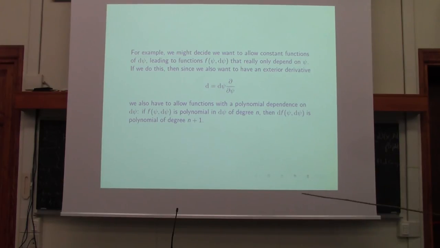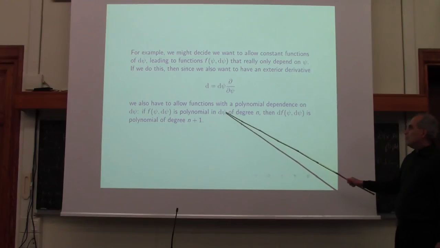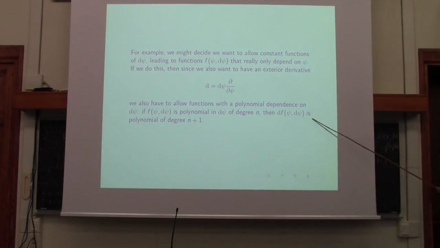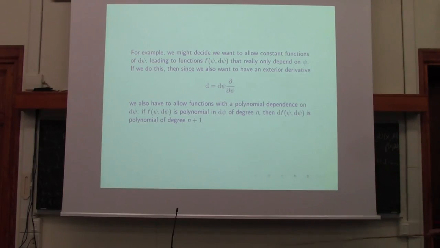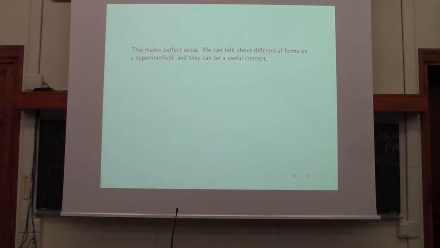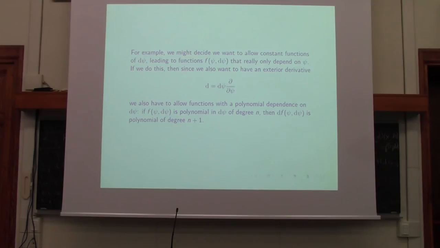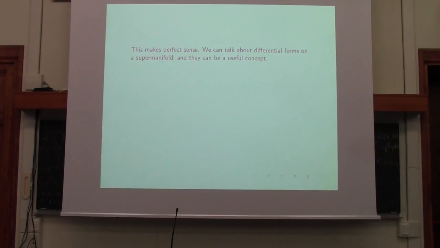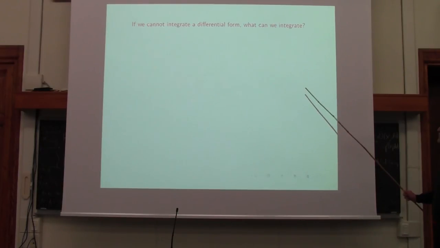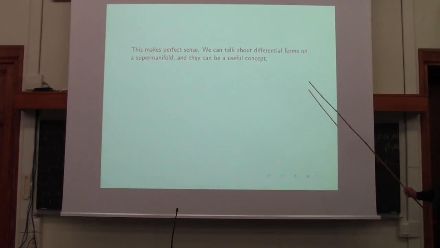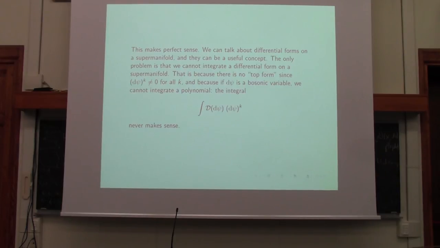This is a good class of functions because if f of psi, d psi is polynomial in d psi of degree n, then df is polynomial of degree n plus 1, since when we act with d, we just get one more power of d psi. So this makes perfect sense, and functions of psi and d psi that are polynomial in d psi are called differential forms. They're useful. One example of why they're useful is that, in string theory, vertex operators, in the inverse picture, can be differential forms.